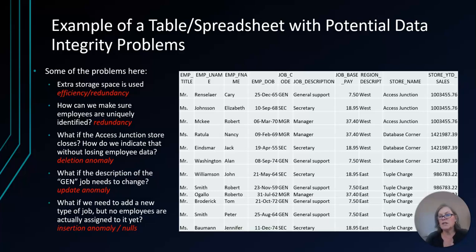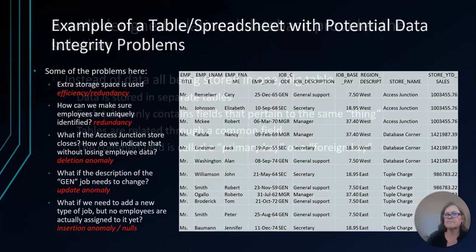How do we find all the places where we need to change the store name and make that type of update to our data? There are a lot of things that become very difficult to do, whereas it would be better if we had one place where we stored information about a store and one place where we had to change the name of the store, rather than finding every instance of the name Access Junction and changing that. And so you can start to imagine that there are problems created by this redundancy.